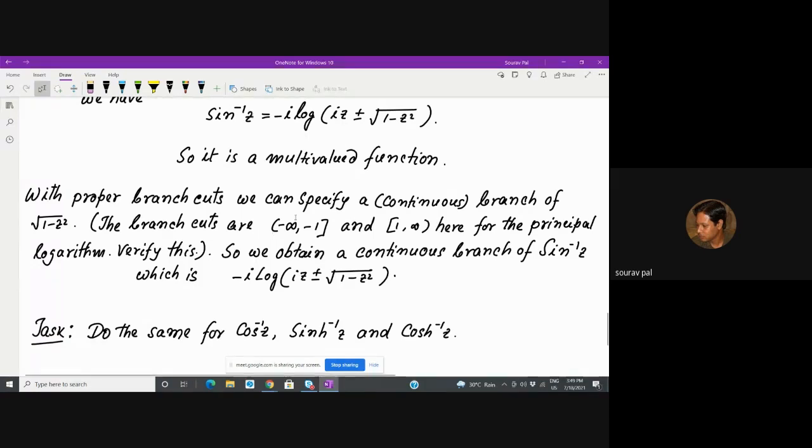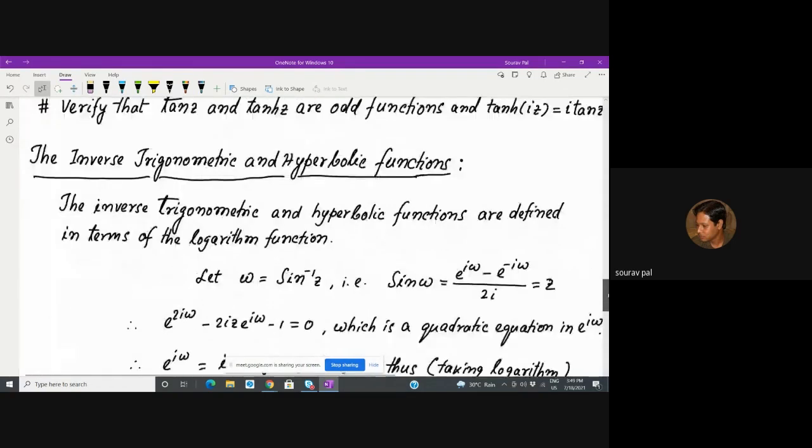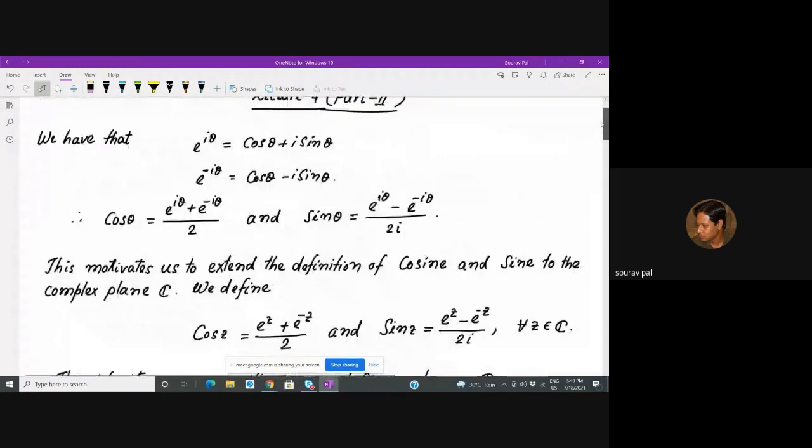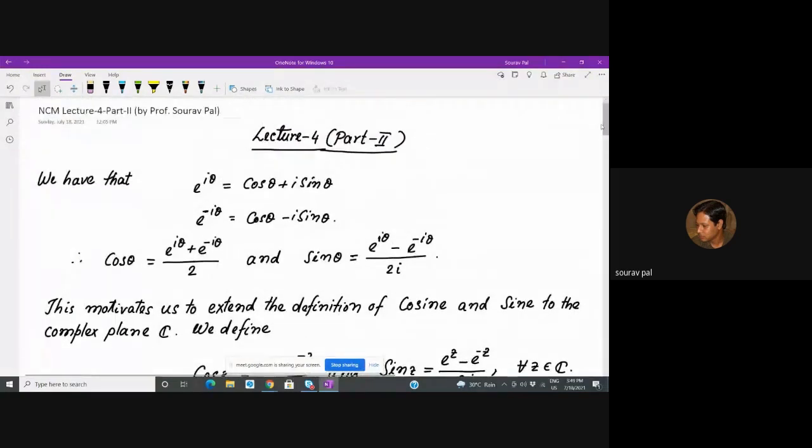Okay, and you can do the same thing for cos inverse z, sinh inverse z and cosh inverse z. Okay, so there are some interplays between the logarithmic function and the exponential function. For example, there are some basic properties that we have learned in school. If you think about any line parallel to the x-axis, the exponential function will map it to a half ray. We all know this, right? And similarly, if you have a line parallel to the y-axis, it will be a circle. So these are all basic and elementary things that we have learned in school.